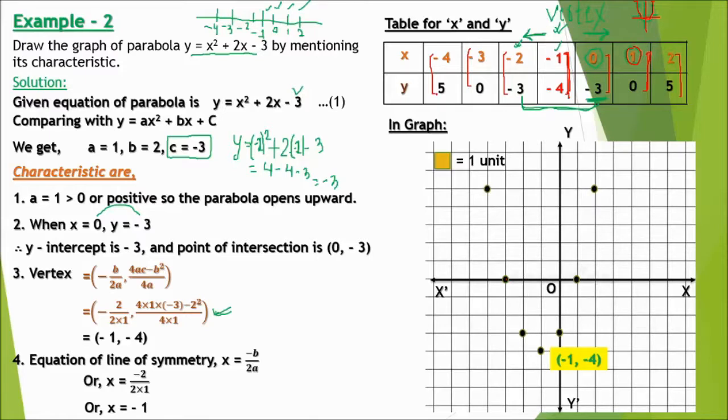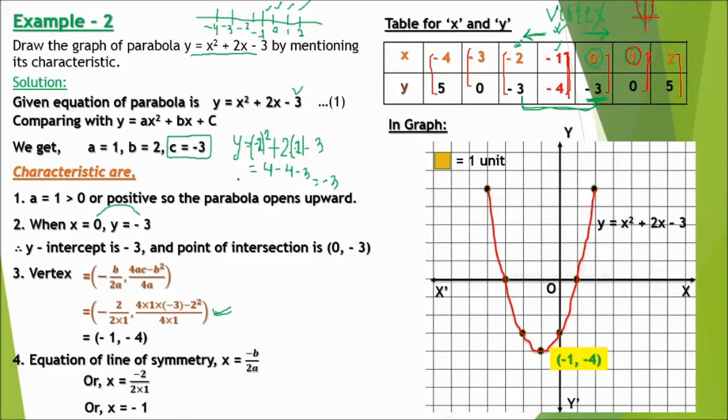Now with the help of freehand, simply freehand, we have to draw without using a scale. Take a pencil and simply draw with freehand. In this way. Now this is the graph of the quadratic equation, or you can say function, y equal to x square plus 2x minus 3.